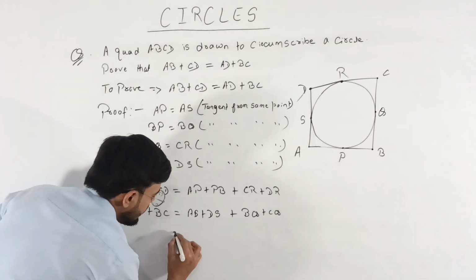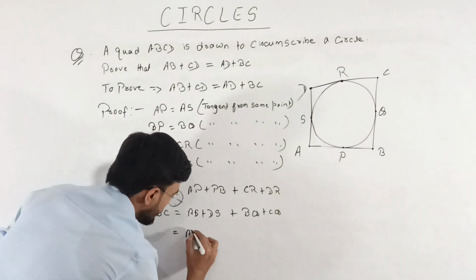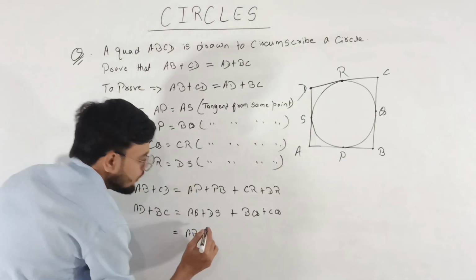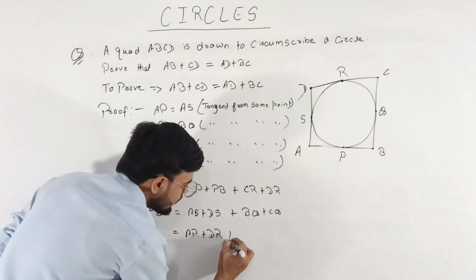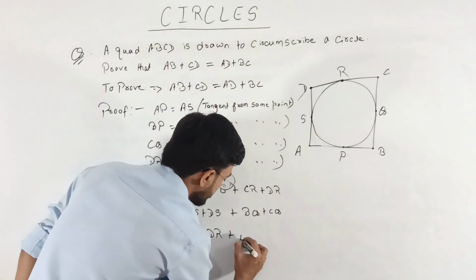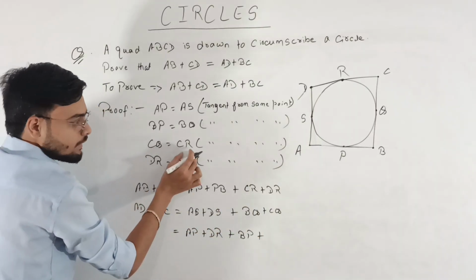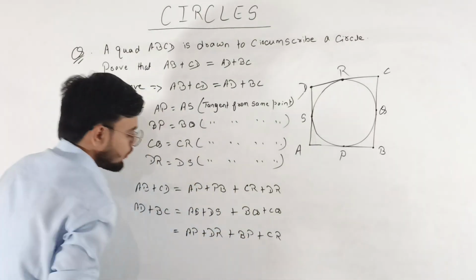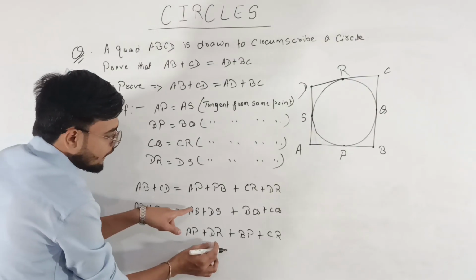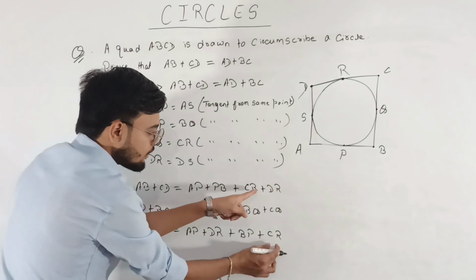So in place of AS, I write AP. In place of DS, I write DR. Now plus BQ. In place of BQ, what do I write? BP. Plus CQ. In place of CQ, I write CR. Now compare this one. AP, DR, BP, CR. AP is here, DR is here, BP is here and CR is here.